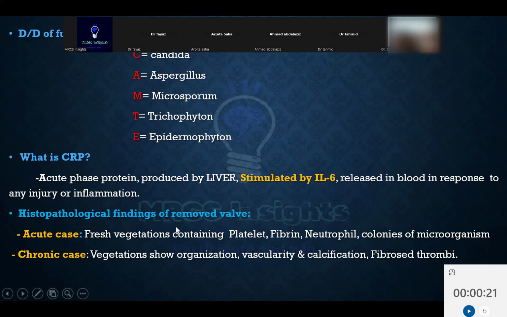Now come to the histopathological findings of the removed valve. Very important. In acute cases there will be fresh vegetations, and the vegetations will contain platelets, fibrin, neutrophils, and colonization of microorganisms. And in chronic cases, the vegetation shows organization. There will be some vascularity and eventually calcification, and also we will get some fibrosed thrombi. These are the pathological findings of the removed valve.